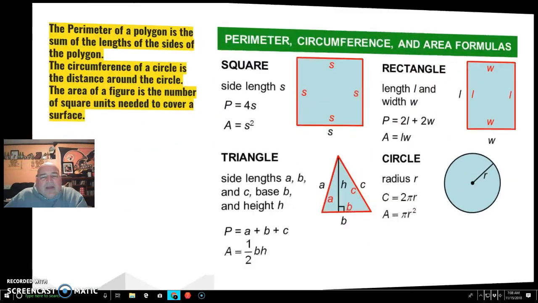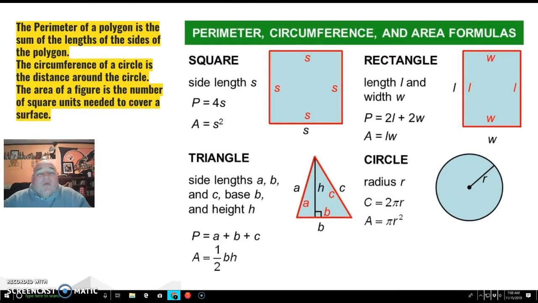The other concept we need you guys to remember is the concept of perimeter and area. The perimeter of a polygon is the sum of the lengths of its sides of the polygon. You simply have to add up all the sides. The circumference is the distance around a circle. It's just like perimeter, except it's for a circle, not a polygon. Notice that to find the circumference, we use the formula 2 pi r.